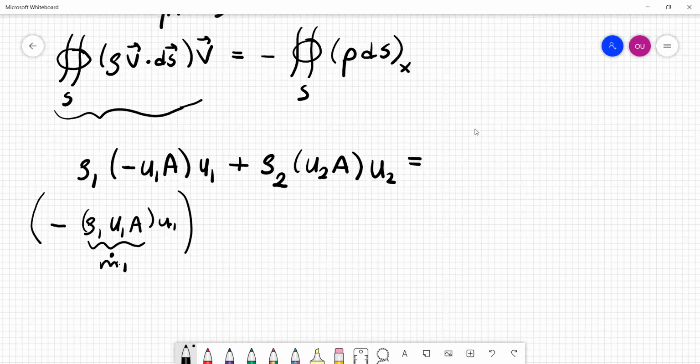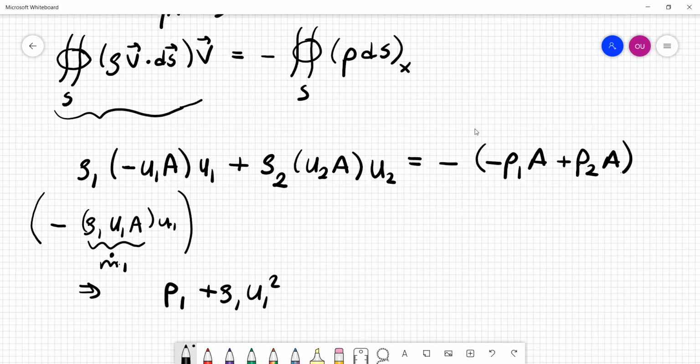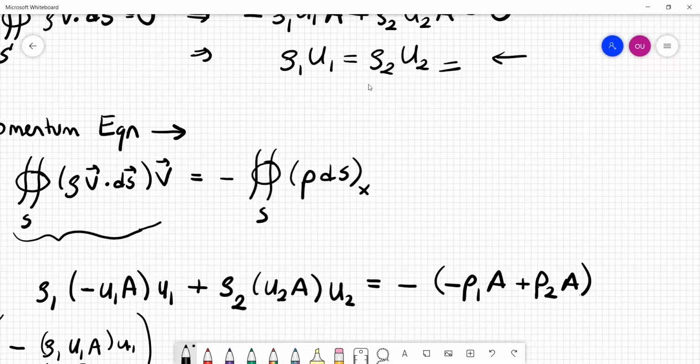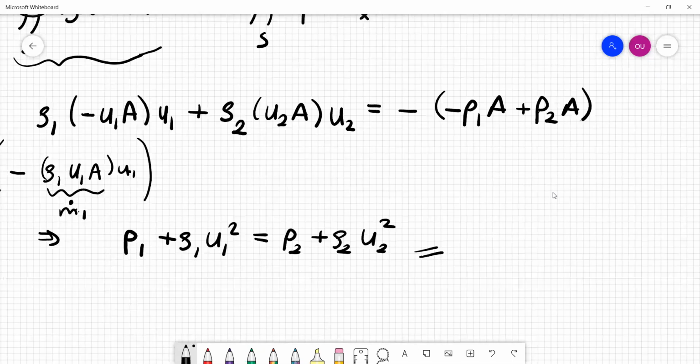That must be equal to the pressure forcing. So on the right-hand side of the equation, we have minus P1 times A plus P2 times A. If I rearrange these terms, it gets simplified: P1 plus rho1 U1 squared must be equal to P2 plus rho2 U2 squared. So this is now our second equation. In addition to this, this was our first equation, and now we have our second equation that we obtained through conservation of momentum in that control volume around the shock wave. Is this it? No, because this is only two equations, but we have more unknowns.